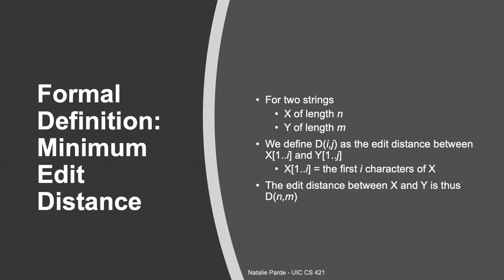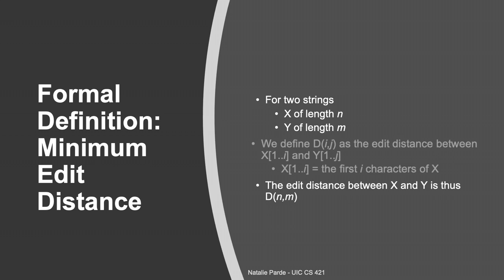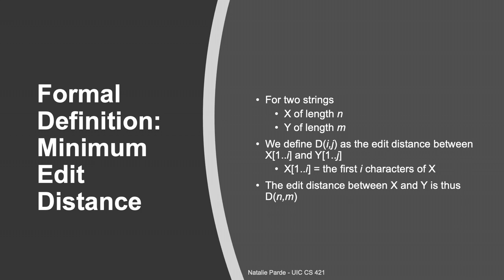More formally, let's say we have two strings x and y. X is of length n, and y is of length m. We can define the distance at index i of x and j of y as the edit distance between x from index 1 to i and y from index 1 to j. This means that the edit distance between the full strings x and y would be the edit distance between x at index n and y at index m.